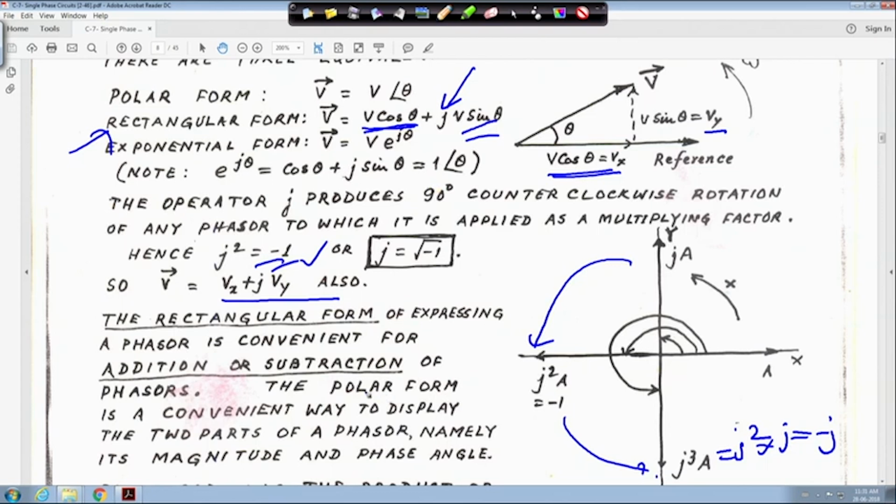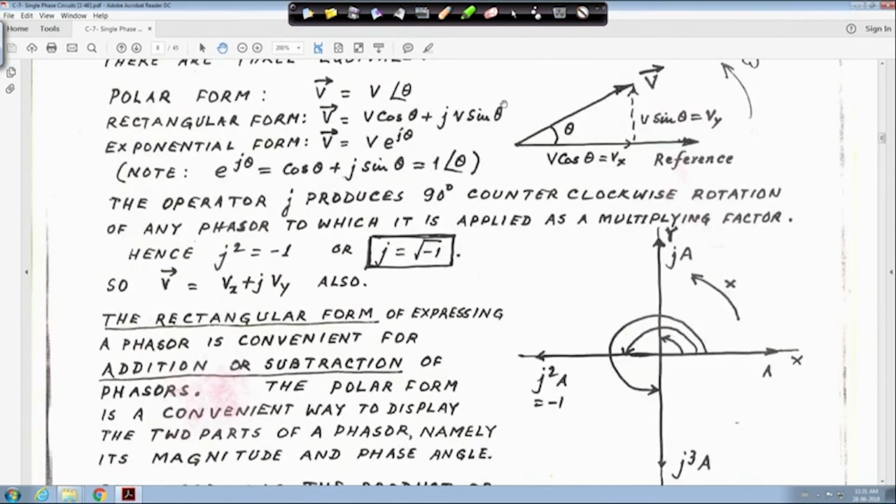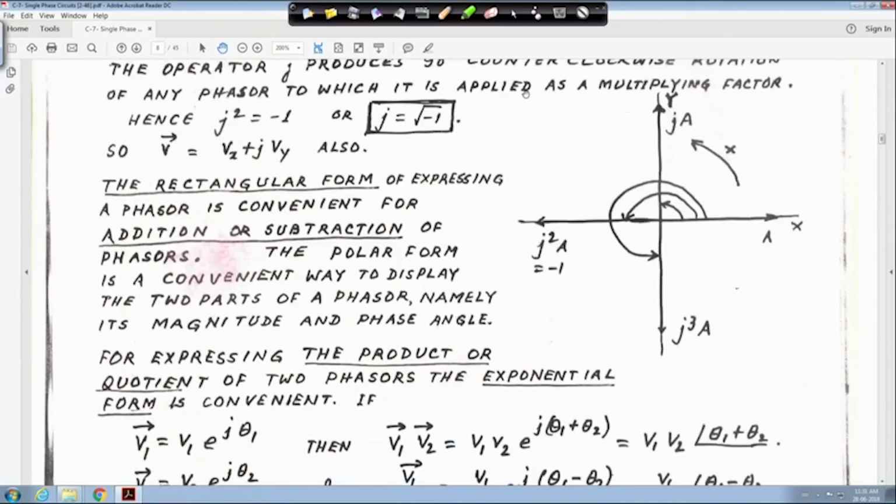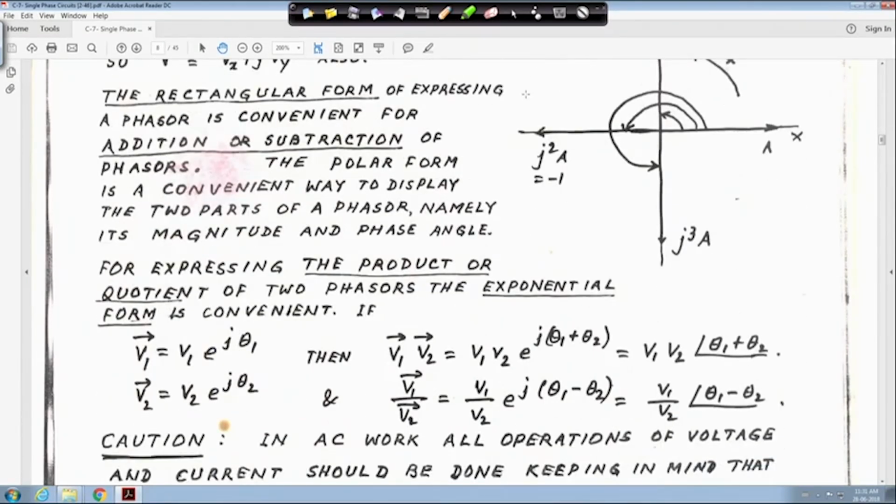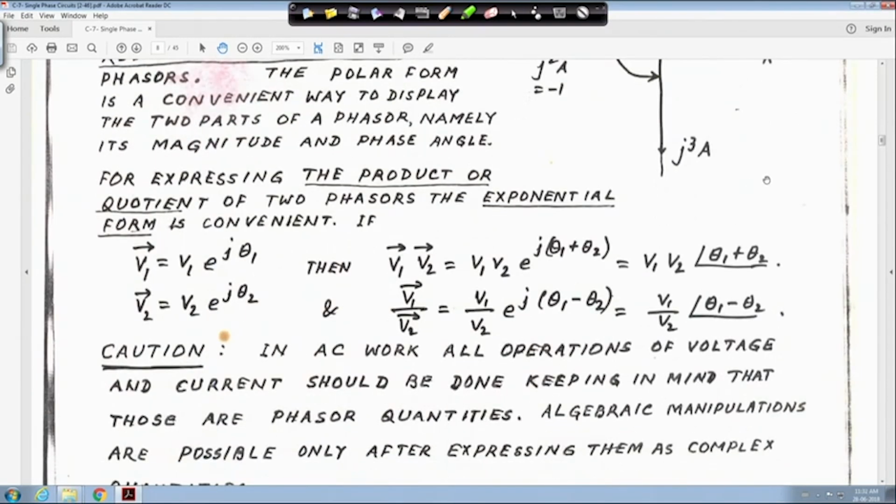The polar form is a convenient way to display the two parts of a phasor, namely its magnitude and phase angle, because V is the magnitude and theta is the angle. And from your higher secondary mathematics, you know the operations of complex numbers.